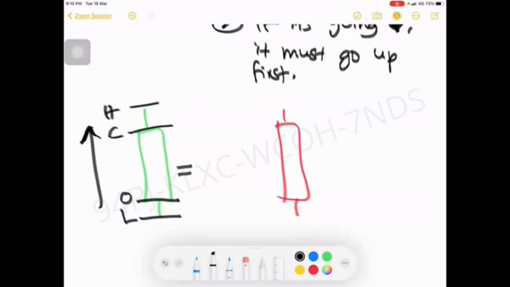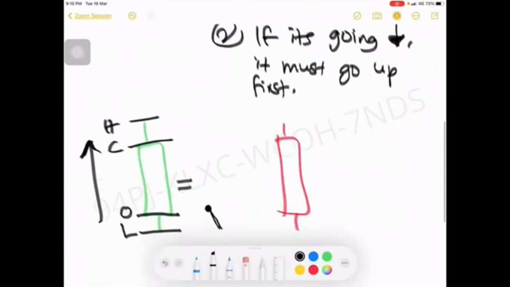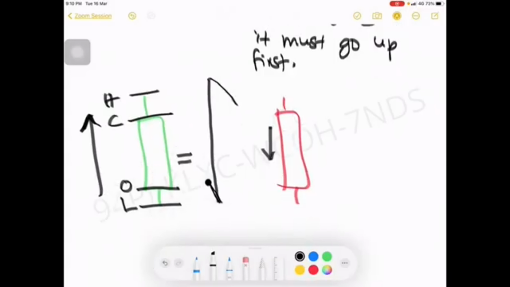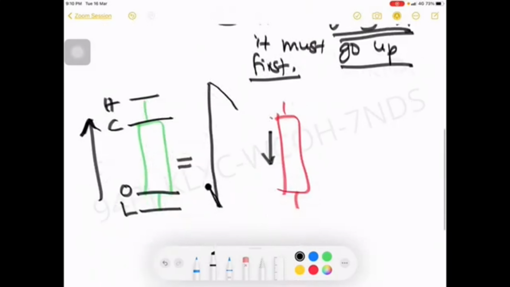Okay, so we can translate this into a line chart. From the open point, it's going to go to the low. Remember, it has to go down first. It's going to go down first to the low, go up to the high, and then close.